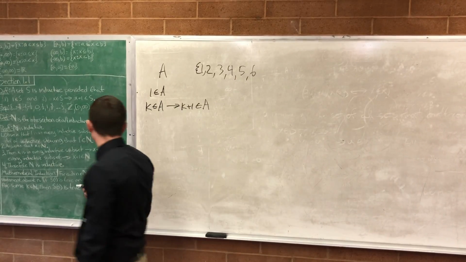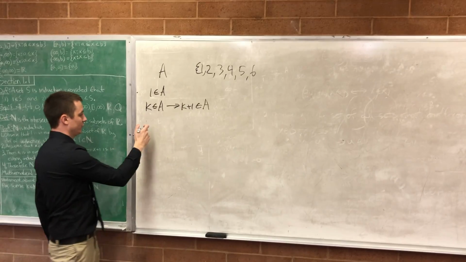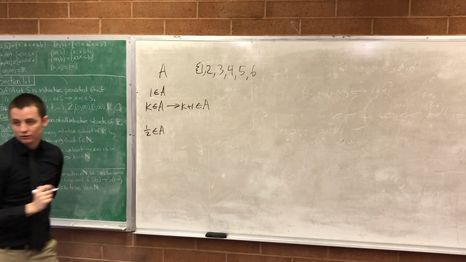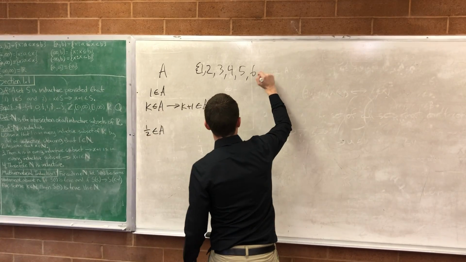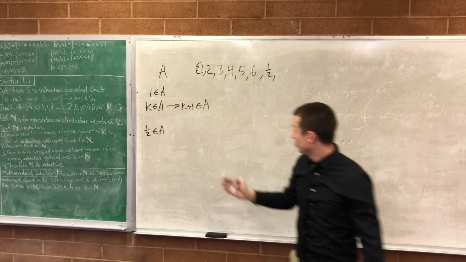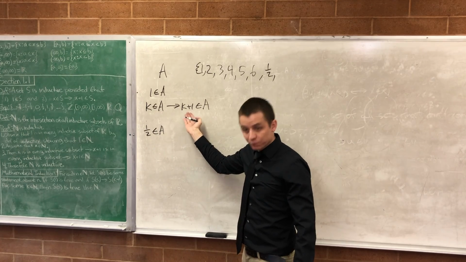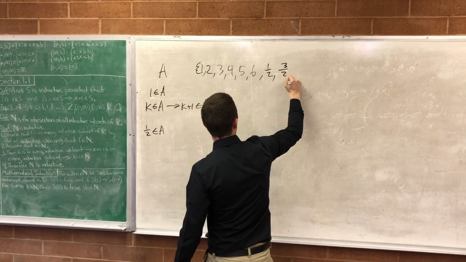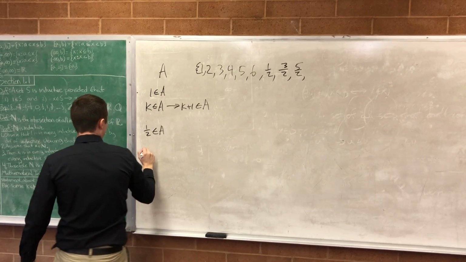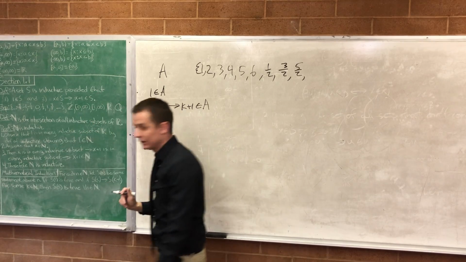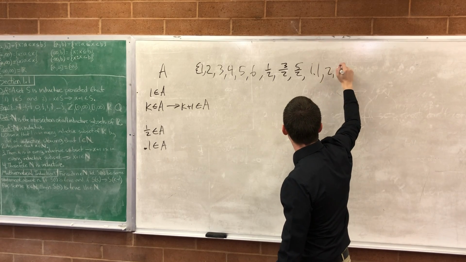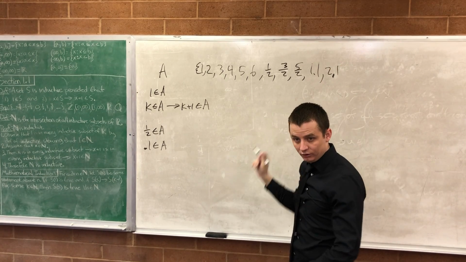Suppose I gave you some other information. Pretend we know all about numbers. What if I told you 1/2 is in A? Now you also know that 1/2 is in here. What else do you know is in there now? 3/2. Since 1/2 is in there, then 1/2 plus 1 is in there, and so 3/2 is in there, and 5/2, etc. And what if I told you 0.1 is also in A? Now what else do you know? 1.1 is in A, 2.1 is in A, etc.